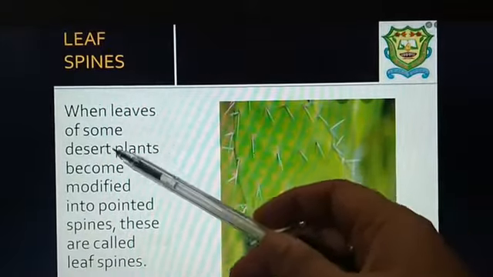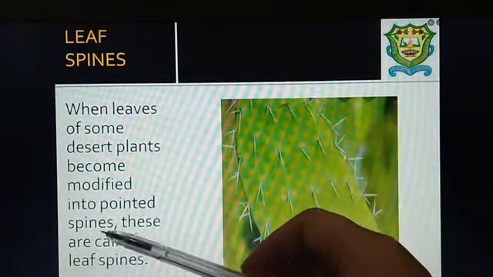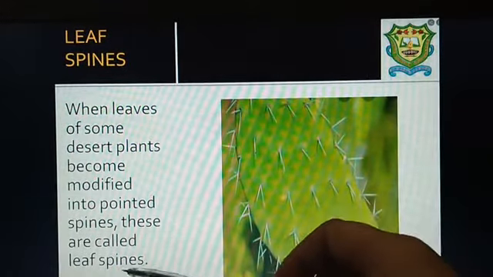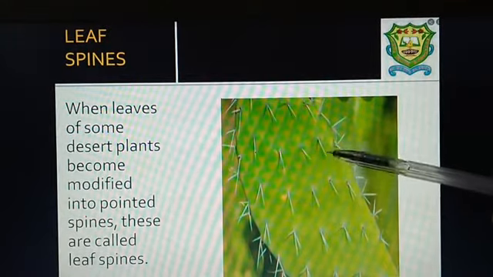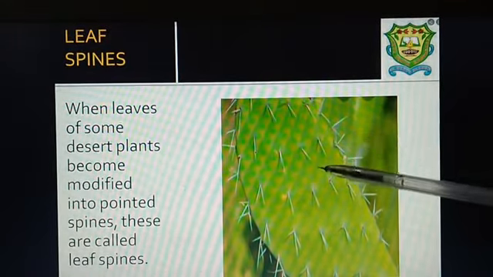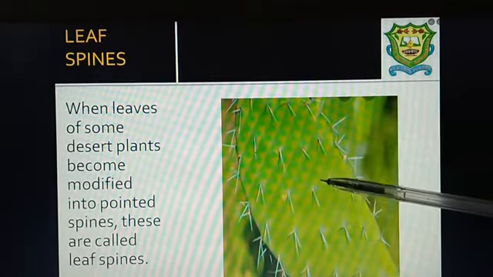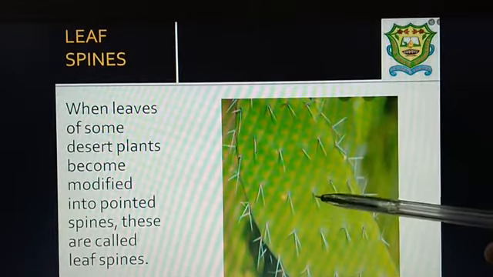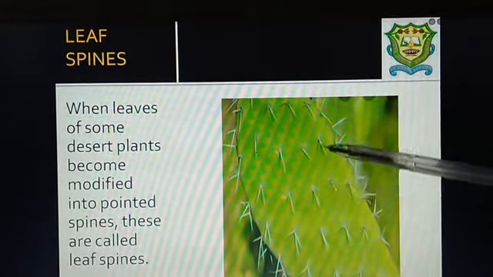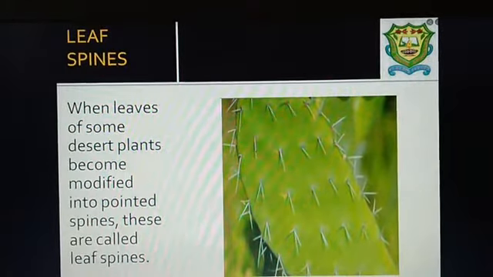When leaves of some desert plants become modified into pointed spines, these are called leaf spines. These are the spines in the cactus plant. So these leaves are known as leaf spines. They help to reduce the loss of water through transpiration. They also perform a defensive role as they keep away grazing animals.